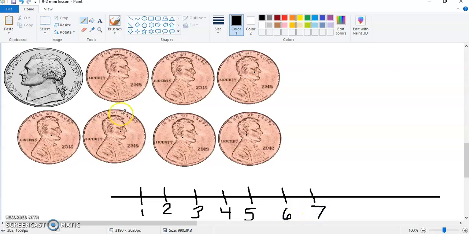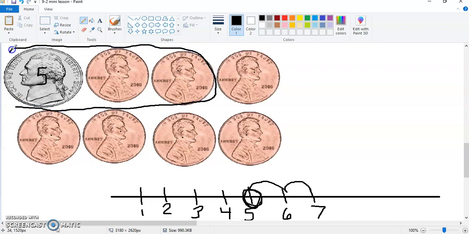Here we go. We're going to start with 5 because we know that a nickel is worth 5 cents. So we're going to just start at 5. That's where we're starting, right here. And we need to know how many pennies do we need to get to 7? Well, if each penny is one skip, let's count. 1, 2. We need 2 pennies to get to 7. So we can circle a nickel and 2 pennies.